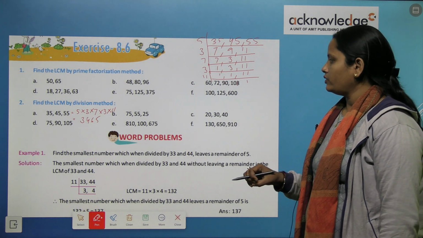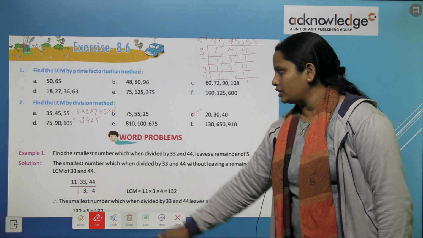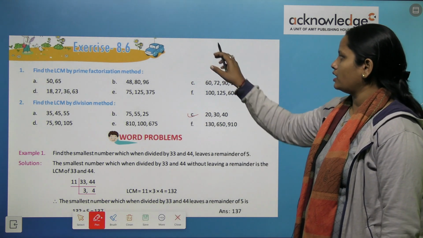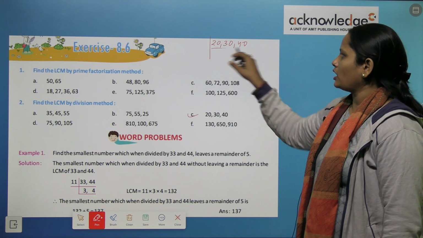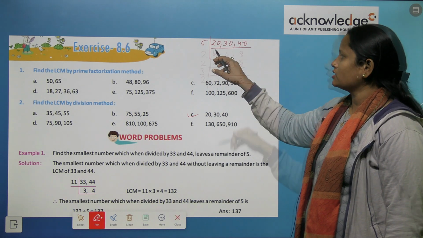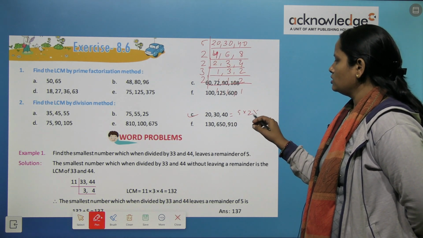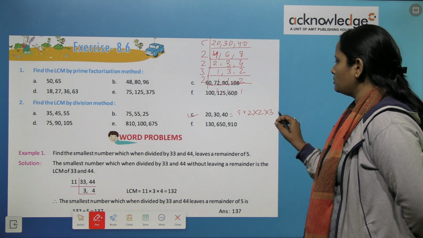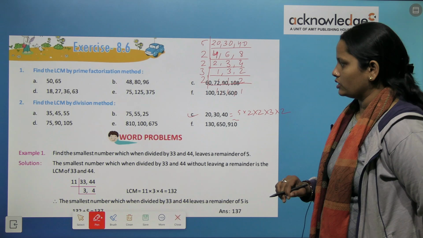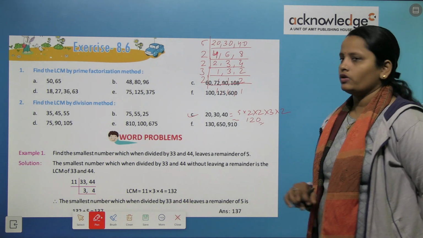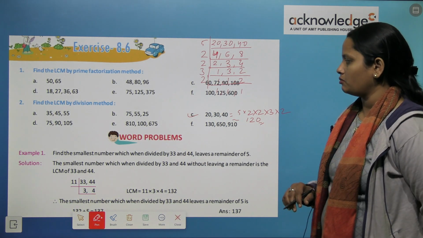Similarly, let's find out the LCM by division method of this C part, 20, 30 and 40. So I hope children you are understanding it. So here the LCM is 5 multiply 2 multiply 2 multiply 3 multiply 2. So now let's multiply all these numbers and we are going to get the answer as 120, the LCM of these three numbers.